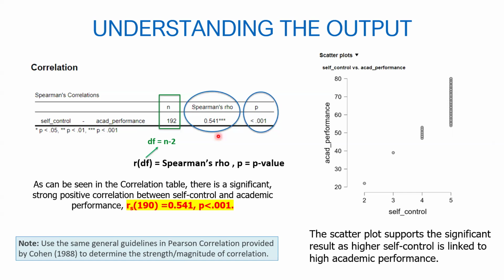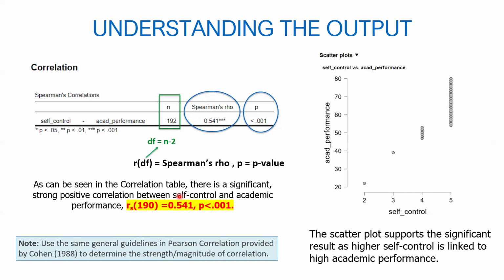Take notice that the value is positive because the trend that we have observed in the scatter plot diagram is that it increases as you go to the right. So as can be seen in the correlation table, there is a significant strong positive correlation between self-control and academic performance. We denote using Spearman's rho or r sub s with our degrees of freedom, which is 192 minus 2, or n minus 2, for that matter, that will yield 190. And then our Spearman's rho coefficient is 0.541 with a p-value which is less than 0.001.